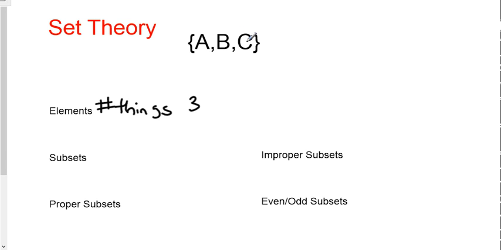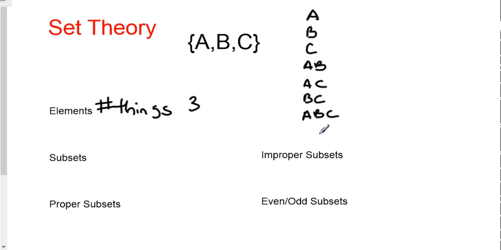How many different ways can I put the letters A, B, C together? How many different groups can I make? Well, let's start listing them. I can have an A by itself. I could have a B by itself. I could have a C by itself. I could have an A with a B. I could have an A with a C. I could also have a B with a C. I could also have A, B, and C.